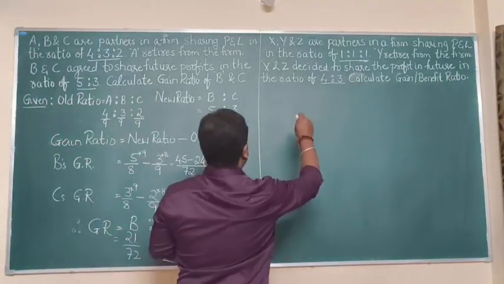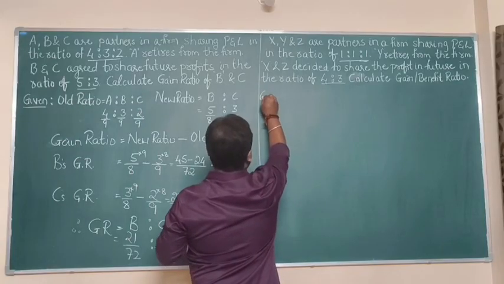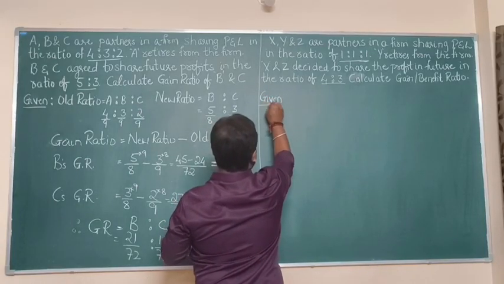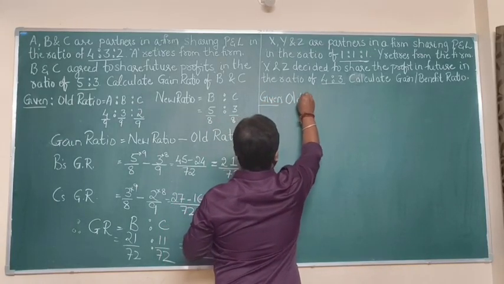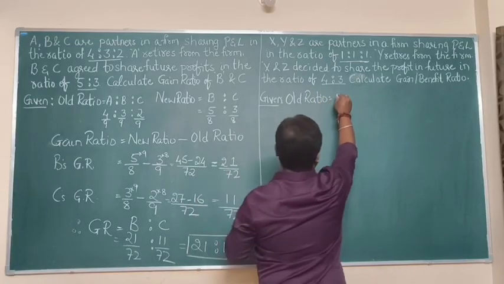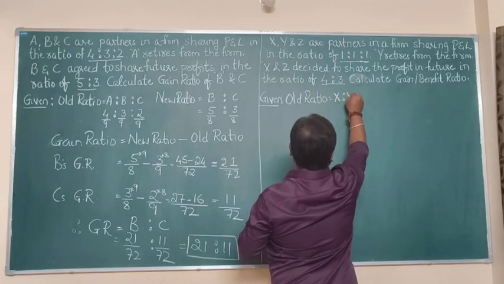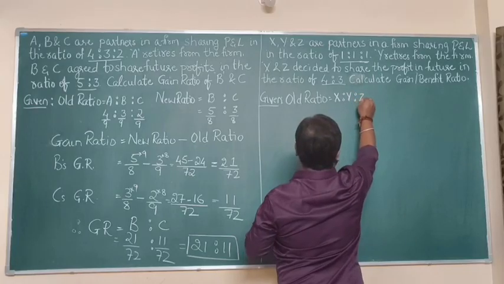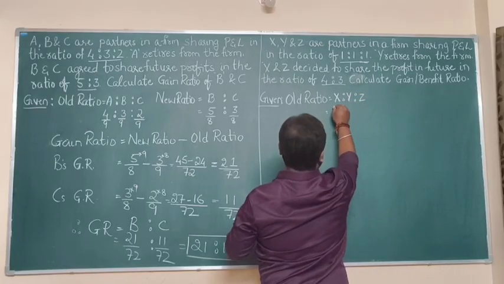Same method. First let us write what? Always start with the given. What is given to you, students? Old ratio is given to us. What is the old ratio? X is to Y is to Z. What is the ratio?